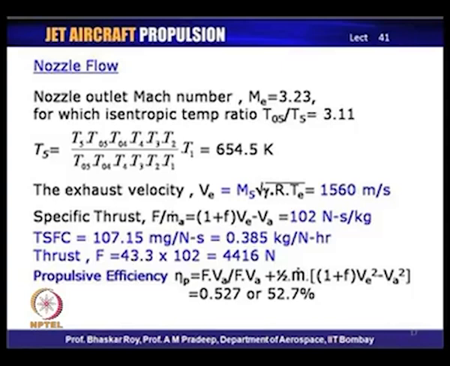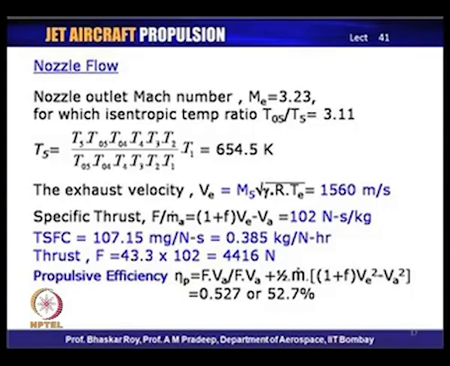Now, using this temperature, we can find the exhaust velocity V e as before, and using the Mach number that we have found just now, that is 3.23, and that gives us an exit velocity of 1560 meters per second.